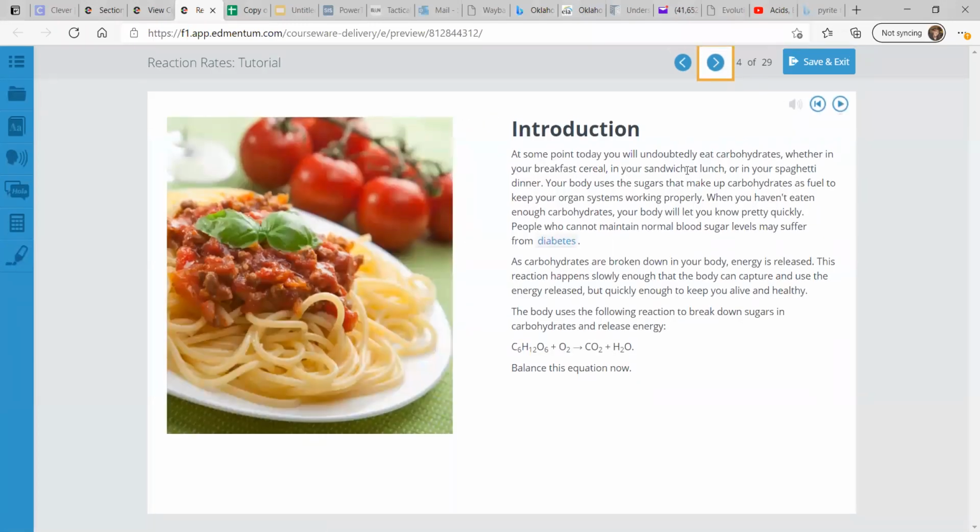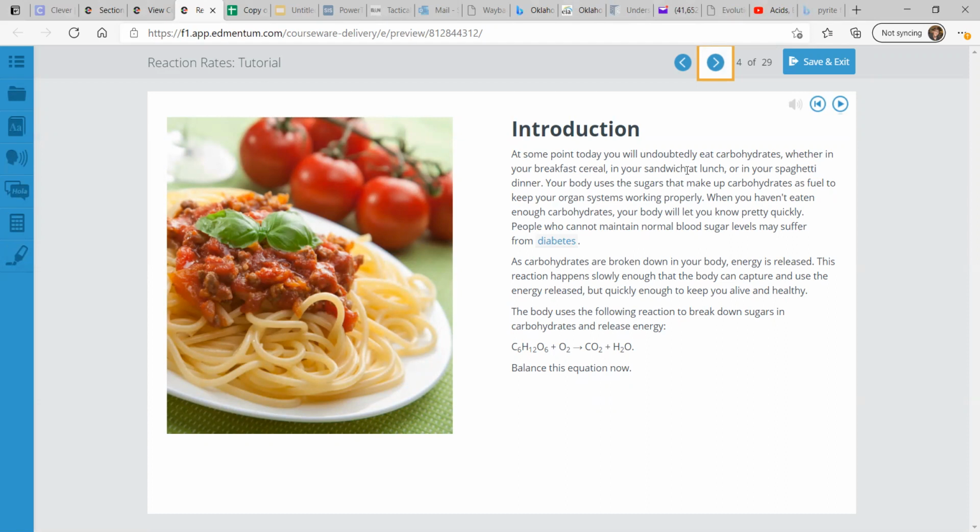So, for an introduction, at some point today, you will undoubtedly eat carbs, unless you're on some weird keto diet. That's probably going to happen. Whether you eat breakfast cereal, oatmeal, if you like sandwiches, breads are carbs, spaghetti, noodles, fettuccine, all the good stuff. Your body uses the sugars that make up carbohydrates as fuel to keep your organ systems working properly. When you haven't eaten enough carbs, your body will let you know pretty quickly.